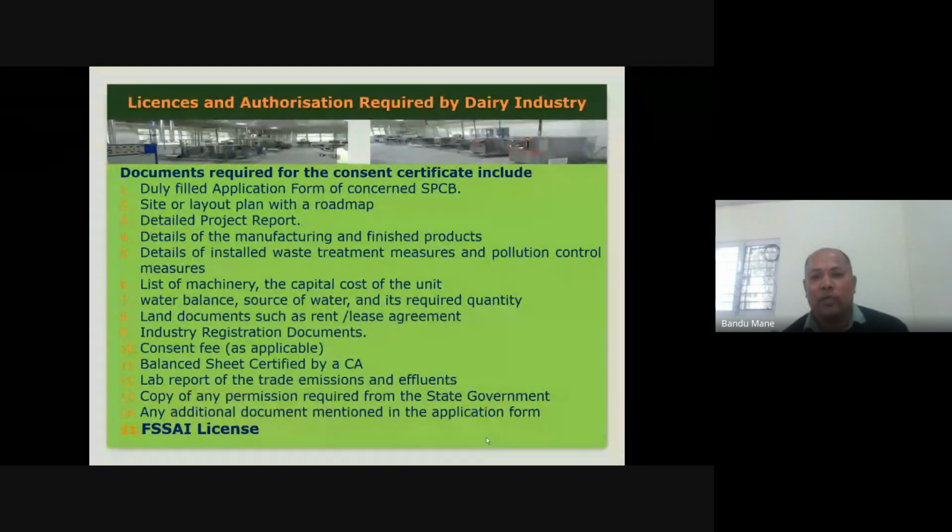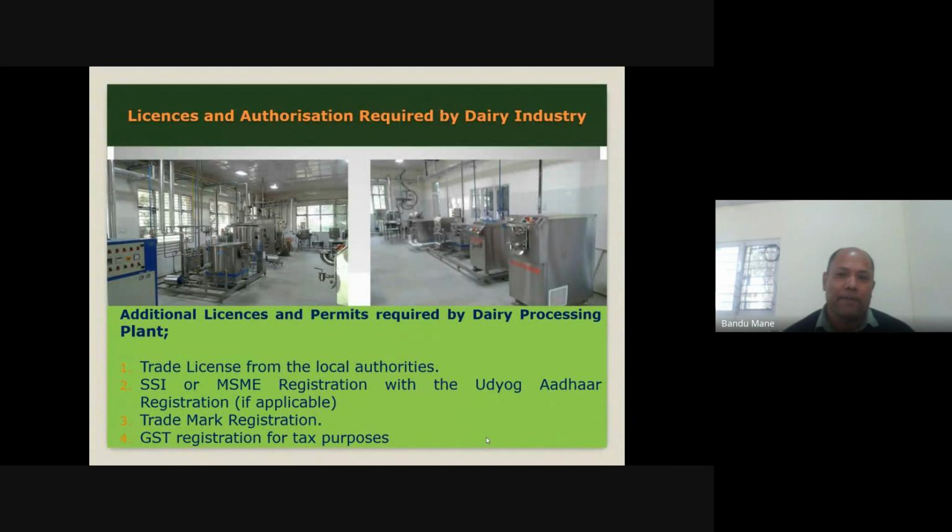And another one of the most important documents is FSSAI licensing. Then before starting the dairy processing plant, some additional documents are required. Permission is required, that is a trade license from the local authorities. Before the trade license, you can't start your business. Then SSI or MSME registration with Udyog Aadhaar registration, and that is required if your employees are more than 9. Then trademark registration and the GST registration for tax purposes. These are the compulsory requirements for commissioning or starting of the business.